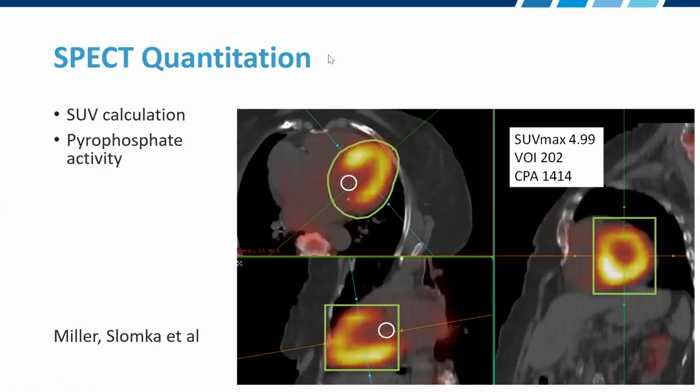There are some new data looking at quantification of SPECT and potentially calculating SUV based upon this. This is from the group at Cedars, and there are ways to do this with both CZT cameras and sodium iodide cameras. This is what they've termed the pyrophosphate activity. But these types of things are on the horizon where maybe we can start quantifying the amount of uptake on SPECT and maybe following that over time, and then maybe change some of these appropriate use criteria to be able to use pyrophosphate longitudinally.